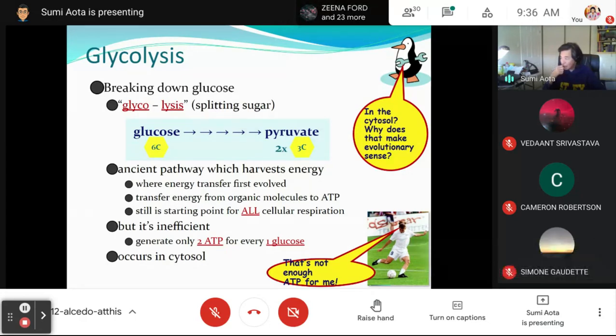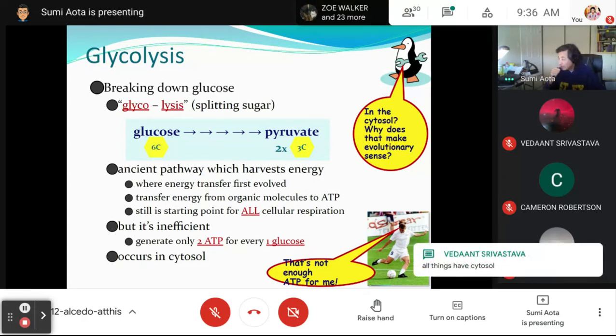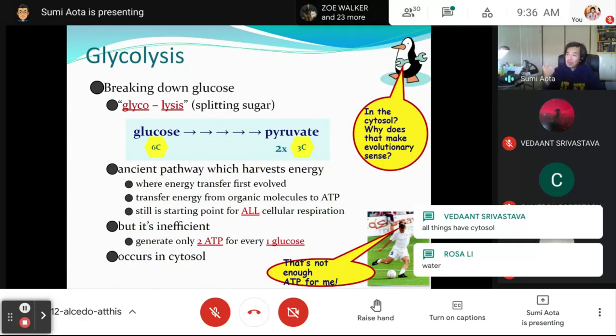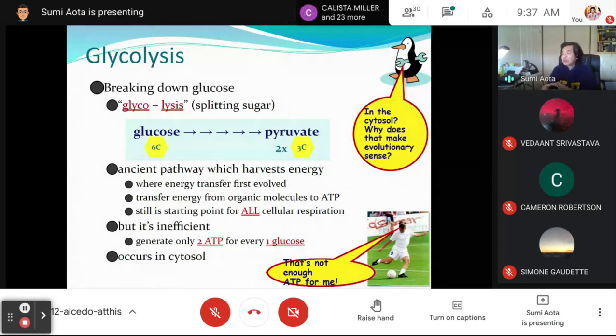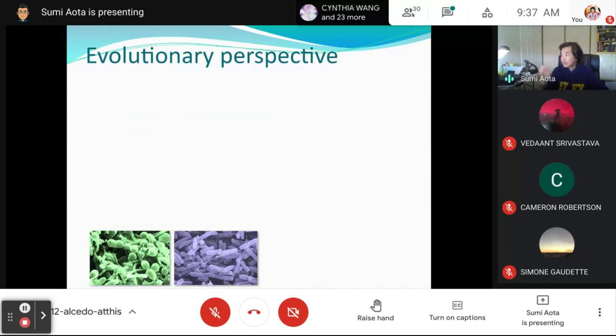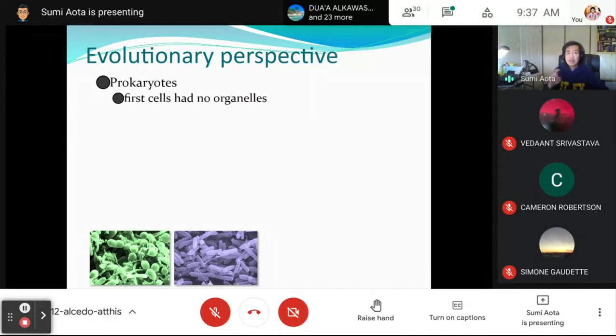Okay, not all things have mitochondria, but all things have what? All things have a cytoplasm, right? Since this is the first energy transfer method, it had to occur in prokaryotes. Prokaryotes don't have mitochondria, therefore the chemical reactions had to occur without a mitochondria, which means it had to occur in the cytosol.